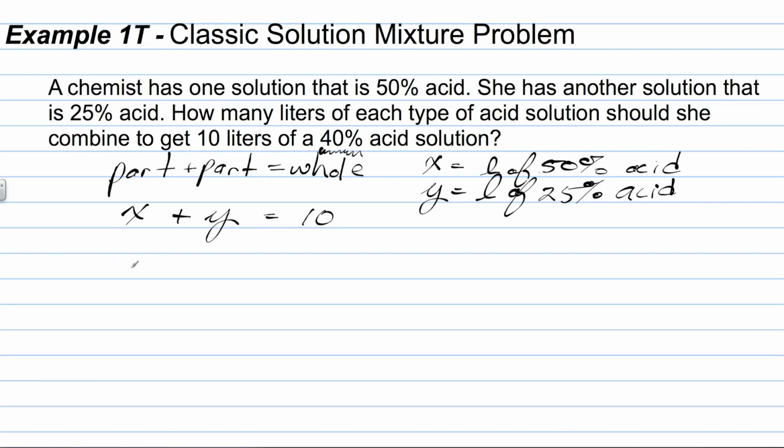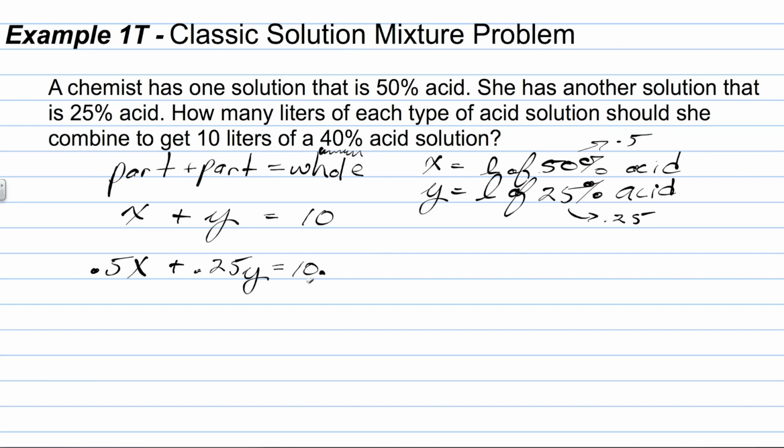The next equation that we're going to get is we're going to take this number of liters and multiply it by its percentage. 50% as a decimal, remember, is 0.5. So our second equation comes from this idea that we're going to take this and multiply it by the percentage: 0.5, or 50%, of how many liters of that, plus, in this case, the decimal is 0.25, so it'd be 0.25 times y, and that is equal to this whole, the 10, times the percent, which is 0.4.